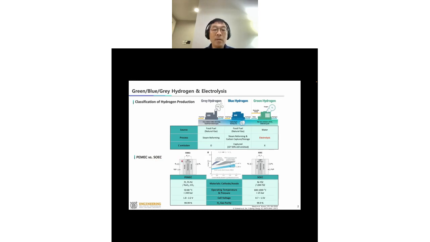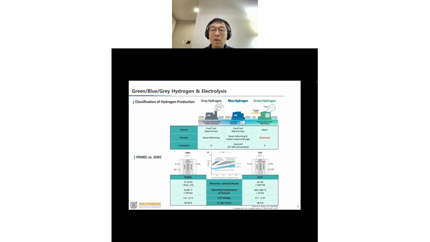So the proton exchange membrane electrolyzer operates at relatively low temperature, near room temperature, and uses platinum as a catalyst. Using the proton exchange membrane, it splits water into oxygen and hydrogen, and we provide electricity to the electrolyzer.